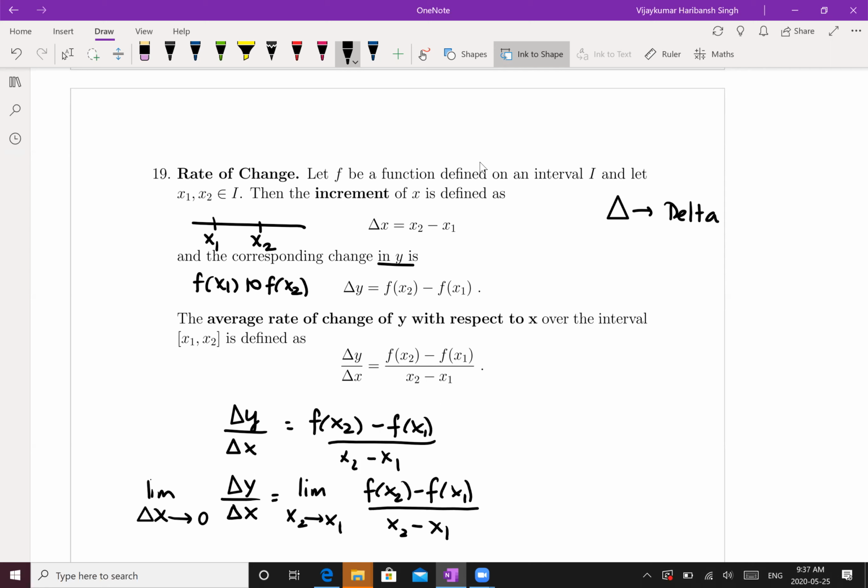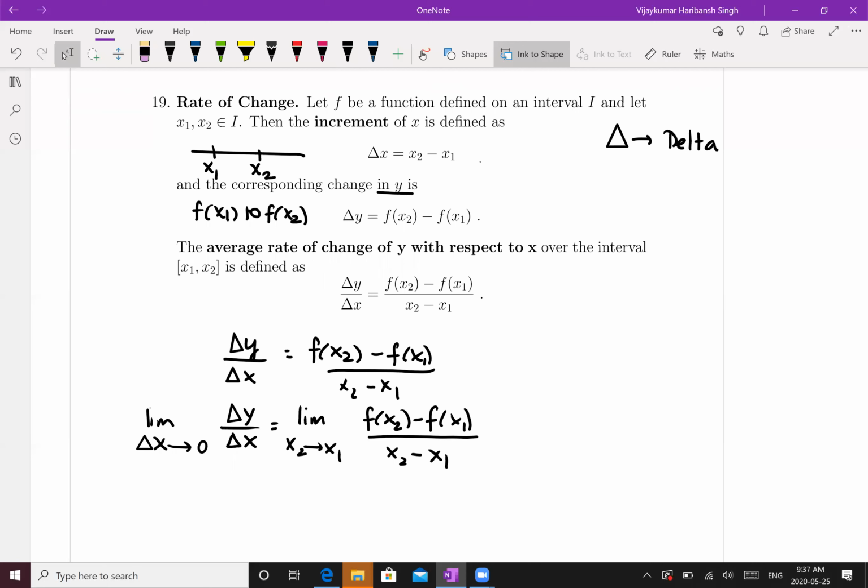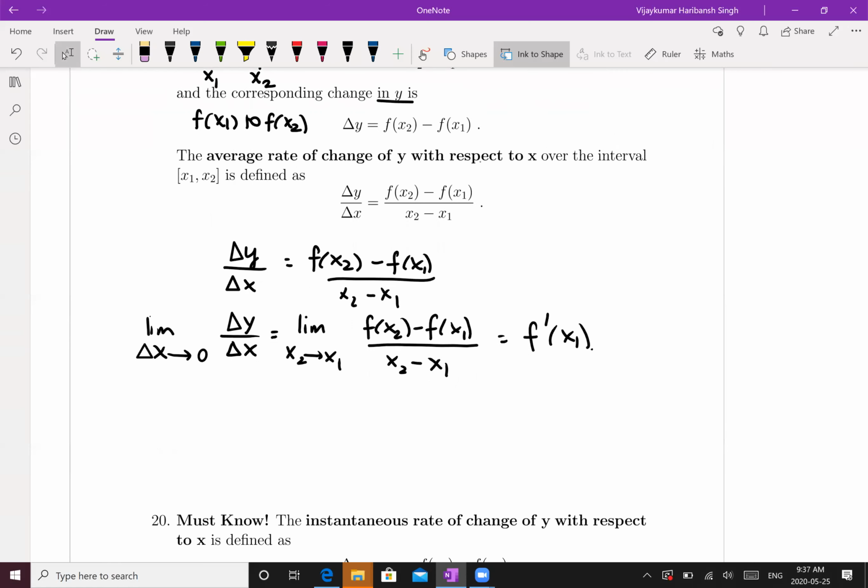Now you must be wondering, what should I change here? Should x2 go to x1 or x1 go to x2? Your x1 is fixed, and from there you are measuring the change. So it is x2 goes to x1, and this can also be written as f prime of x1, right? Or generally, this is written as the limit as delta x goes to 0 of delta y over delta x, which is dy by dx, which is f prime of x.